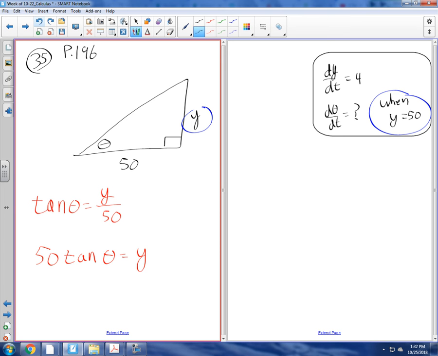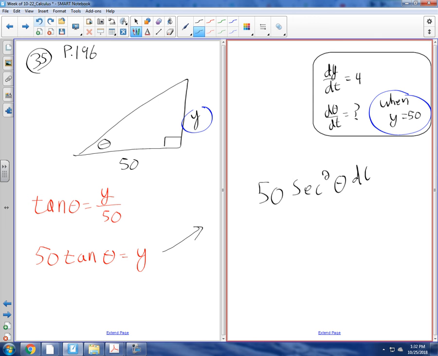So now we've done all the things we need to until deriving. So now we can derive this equation, and let's presume our deriving skills are good. We got 50 secant squared of theta d theta dt is equal to dy dt. And that's really where we're at. Now I hope that I have all of the things I need to get there. So I have dy dt. I have 50. I need to find secant of theta and then square that, d theta dt.